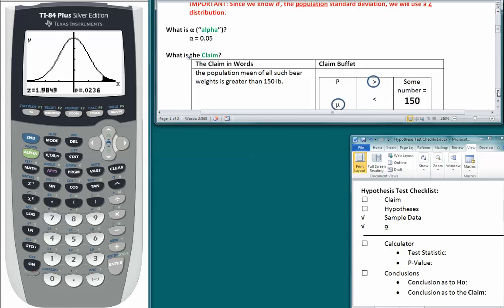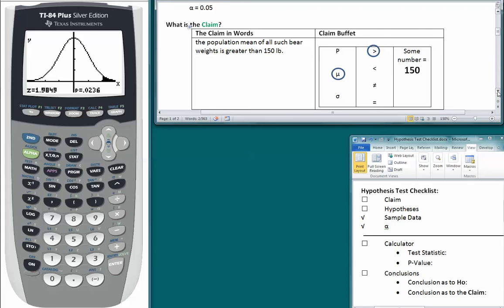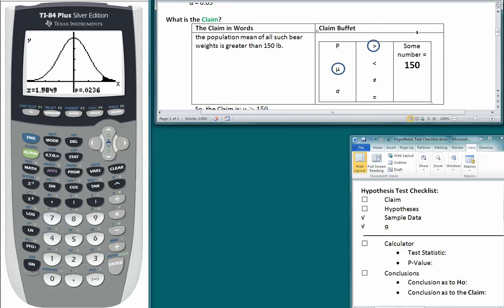And to do that, I use something I call the claim buffet. And that's over here. You know what a buffet is. You go and they have tables, and they have a meat table and a vegetable table and so forth. So we have tables in the buffet. We have 3 tables. 1, 2, 3. The first table, our choices are going to be P for population proportion, mu for population mean, and sigma for population standard deviation. Our claim could be about any of those.